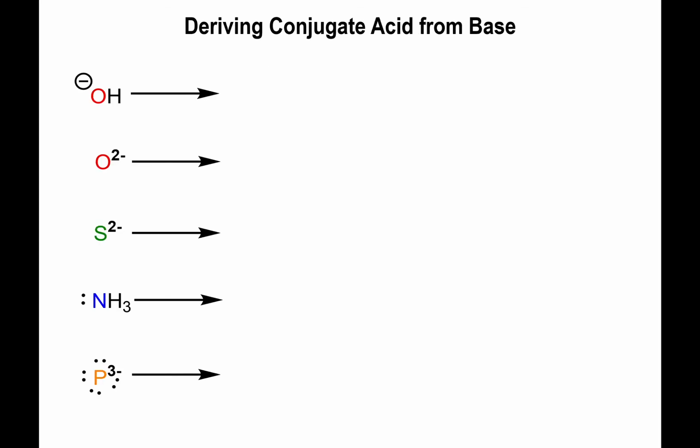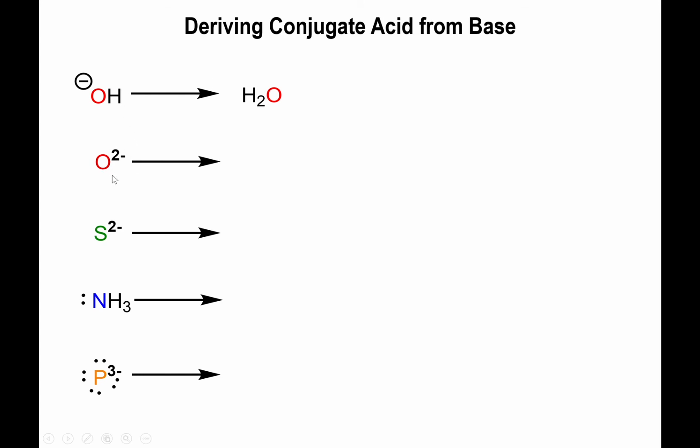Now for deriving the conjugate acids from the bases, all you have to take into account is that the acids will have more H's than the base. And if you're dealing with a conjugate acid, you can only have one more H than you do have in the bases. So if you start with OH-, you're going to generate H2O. Notice that we have increased the amount of H's by 1 unit, but we've also increased the charge by 1 unit.